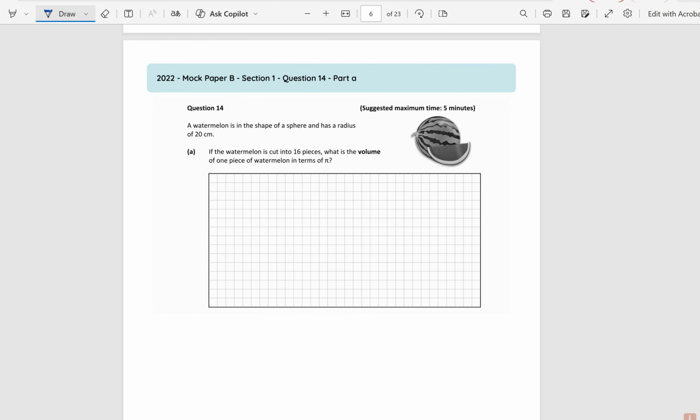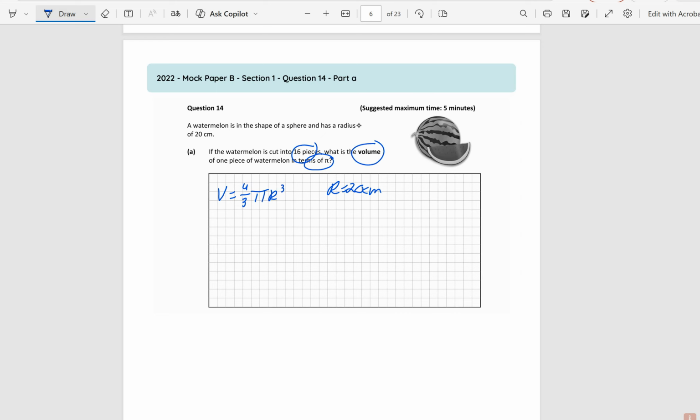Okay. Next one then, nice handy one again. Watermelon, so it's a sphere. A sphere's volume equals 4/3 pi r cubed. Give us the radius. Radius equals 20 centimeters. And they're saying leave our answer in terms of pi, so please do. It's saying cut it into 16 pieces, and they're looking for the volume.